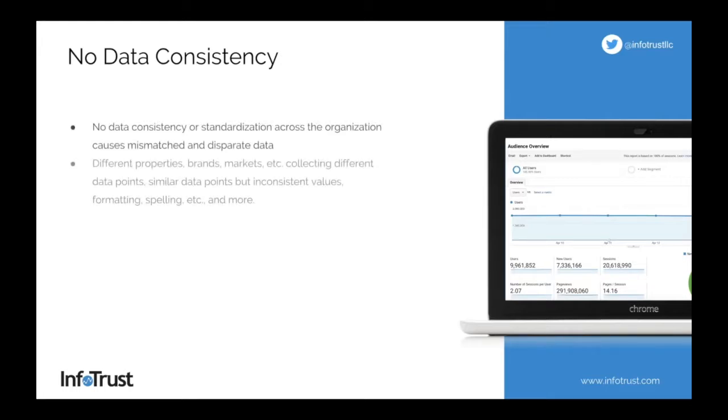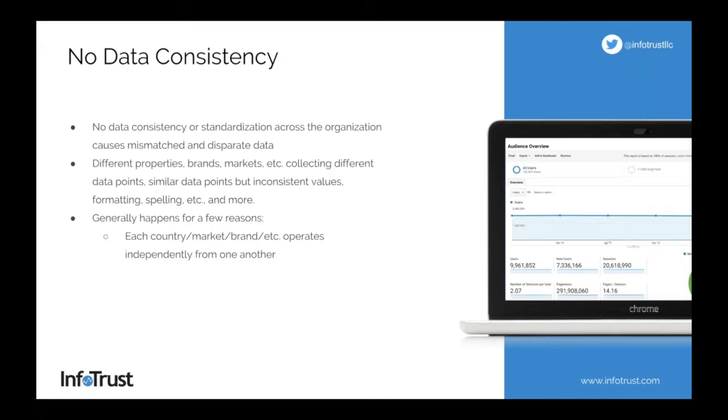A few things that we see: there's really not any type of consistency or standardization across the organization. This often causes mismatched and disparate data. We'll go through some examples shortly, and I'll show you what we're talking about here. If you think about it, there are different properties, brands, and markets within publishers. And if you're collecting different data points across all those different properties, brands, and markets, or similar data points but inconsistent values, things like formatting, spelling, even just the language of the values being collected, all that can cause issues with data consistency. This generally happens for a few reasons.